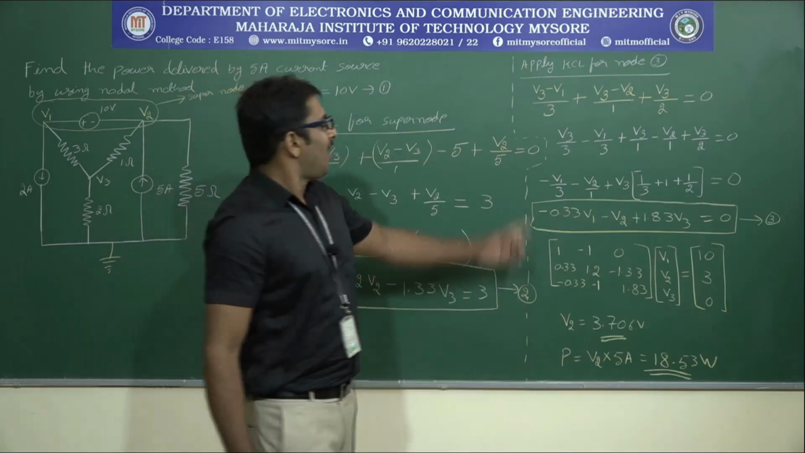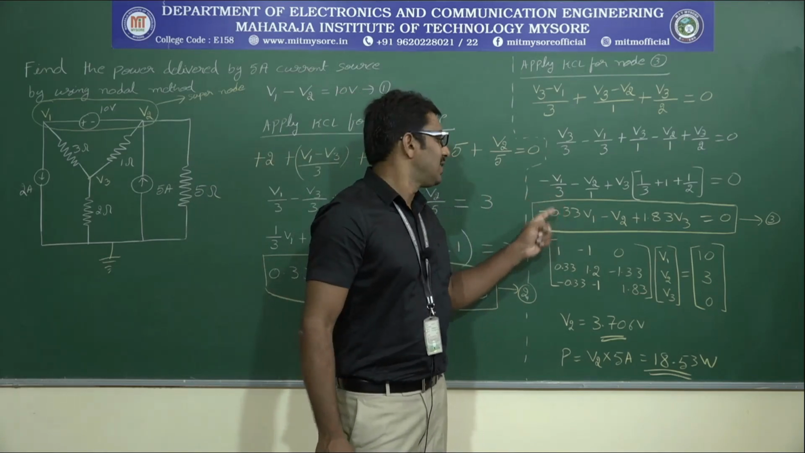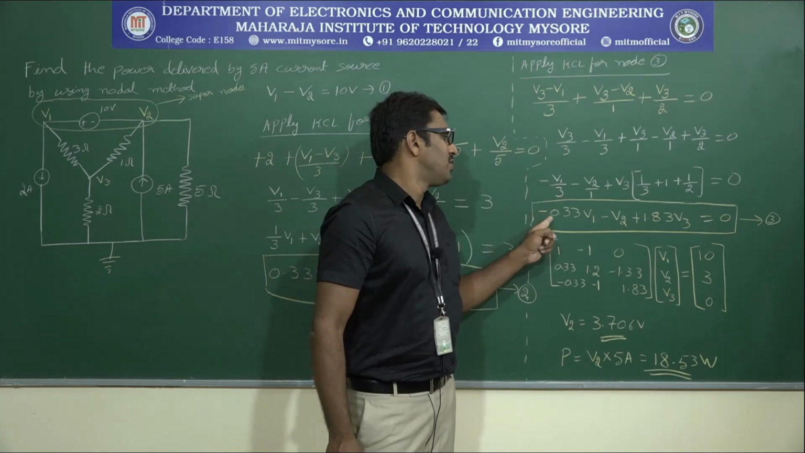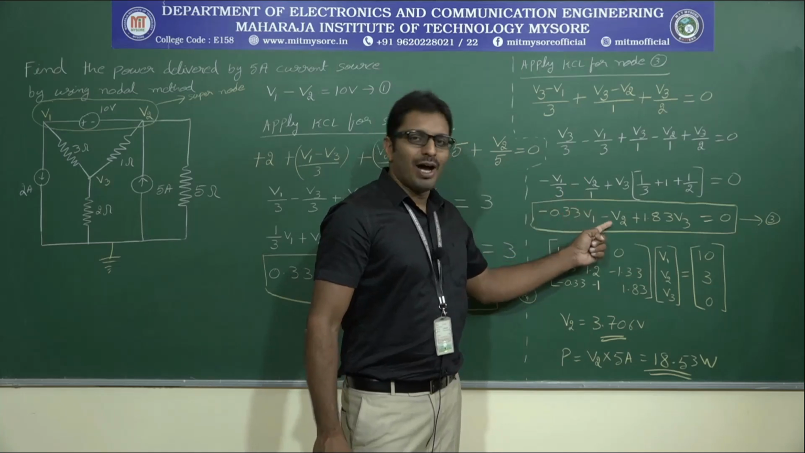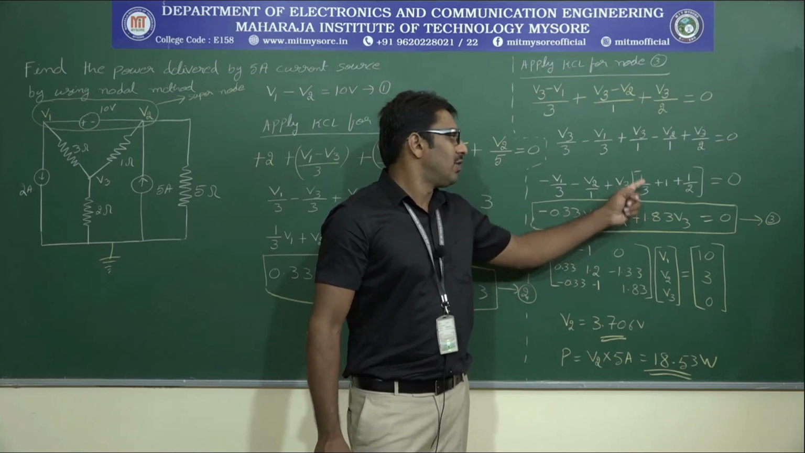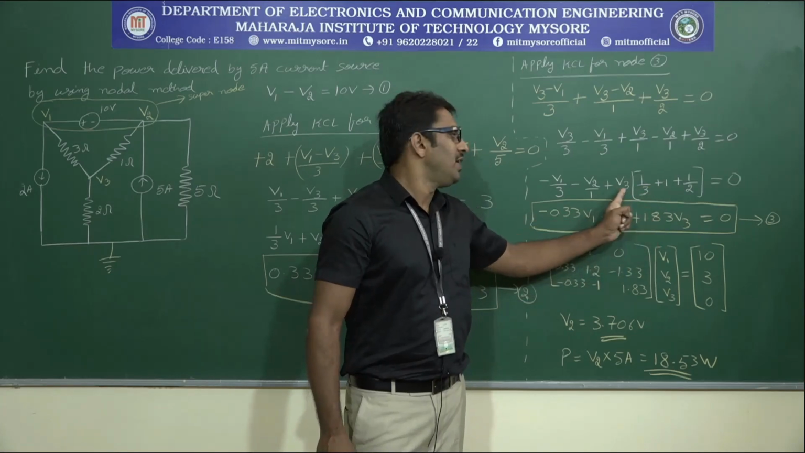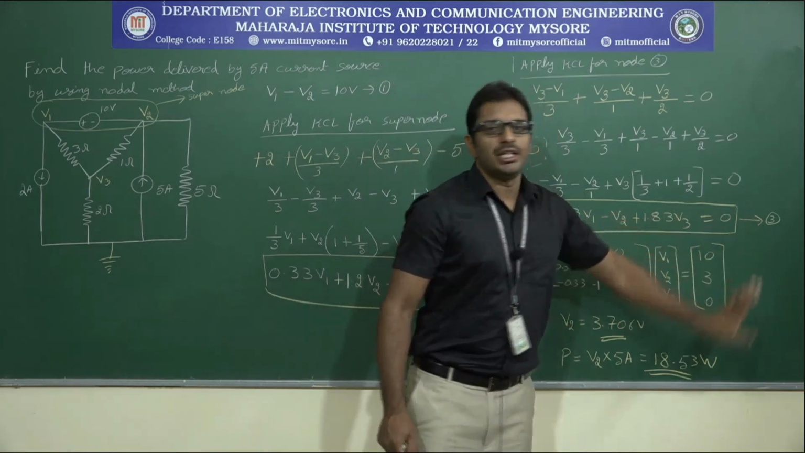After simplifying this equation using the calculator, see this is the simplified equation. So what is minus 1 by 3? 0.33 V1. What is 1 by 1? 1 V2 plus 1 by 3 plus 1 plus 1 by 2 is 1.83 into V3, that is equal to 0. And call this equation number 3.